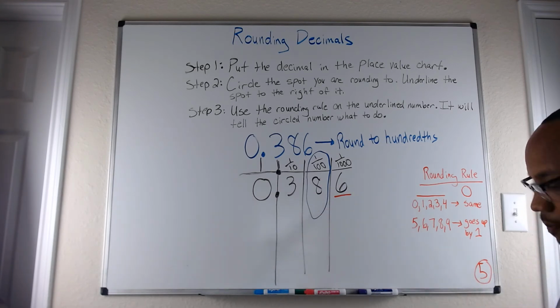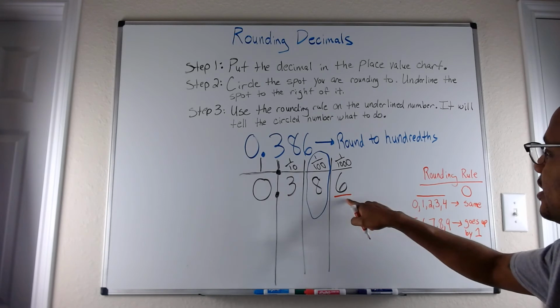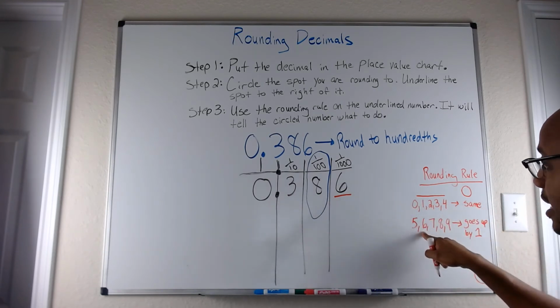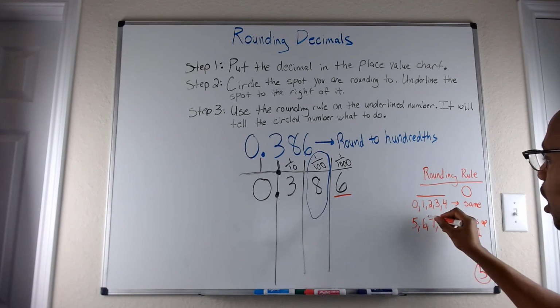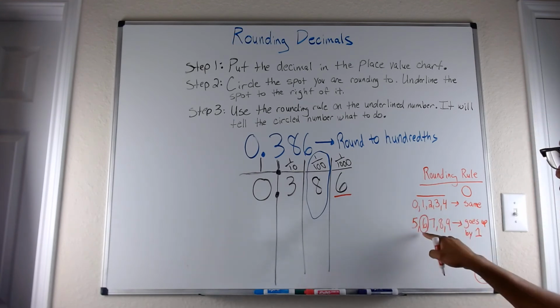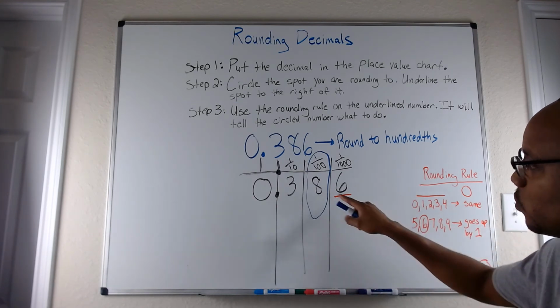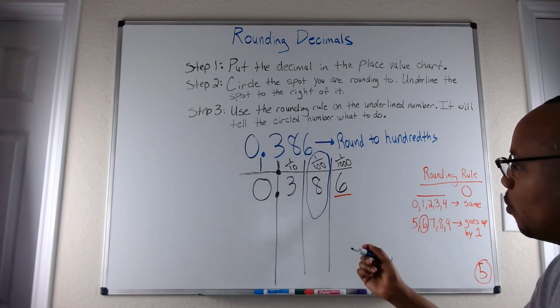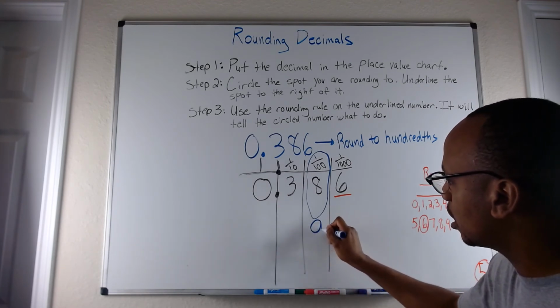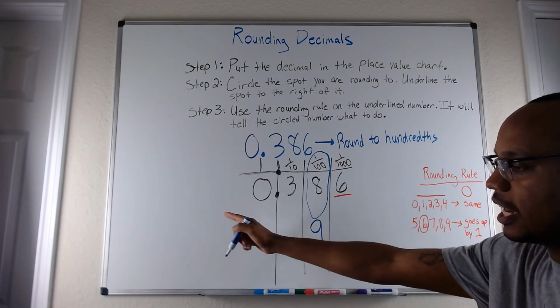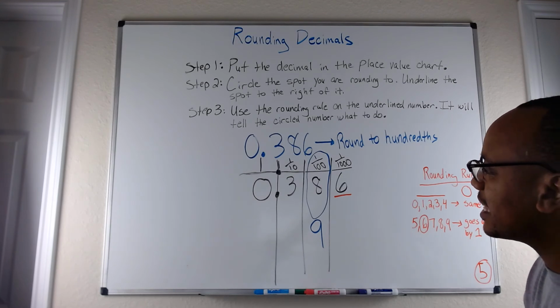All right? Now, the 6 is not between 0, 1, 2, 3, and 4, so it won't stay the same. The 6 is right here. All right? Since the 6 is right here, the rounding rule says the 6 will tell the circled number to go up by 1. That means the 6 will tell this 8 to go up by 1 to 9. All right? Now, everything in front going to the left stays the same.